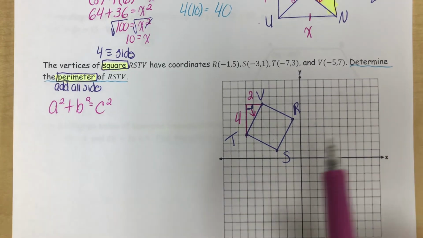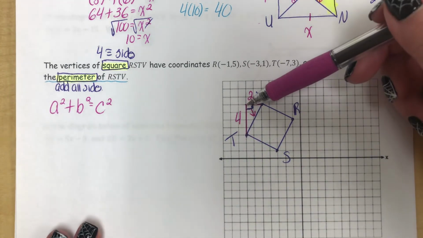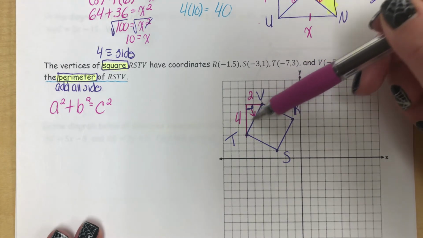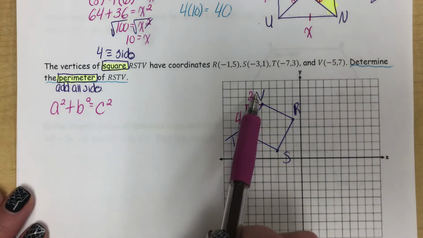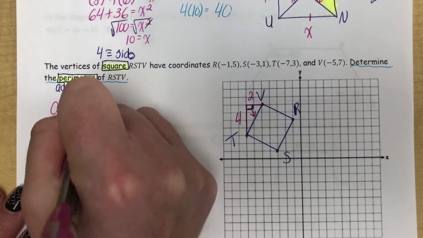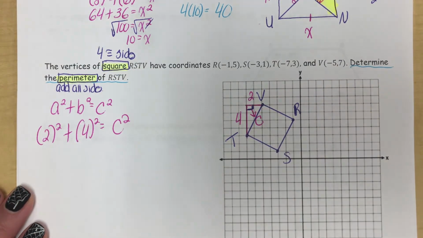All right, so down here, I can see that my side lengths are 2 and 4. I know that across from the right angle is the hypotenuse, the missing side that I'm looking for, which would be that VT in my case. So here we go, 2 and 4 are my A and B. 2 squared plus 4 squared equals C squared. I'm going to make this side C then.